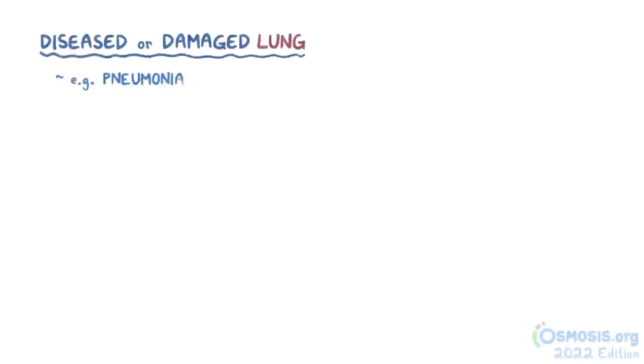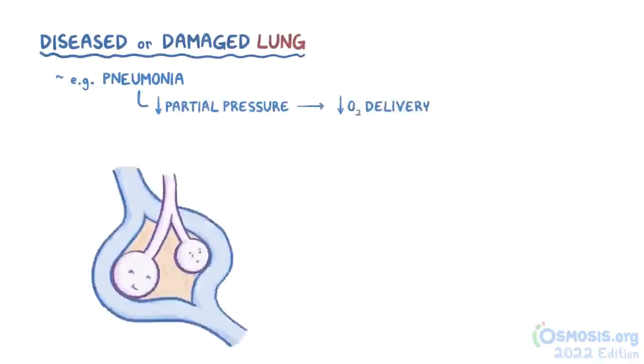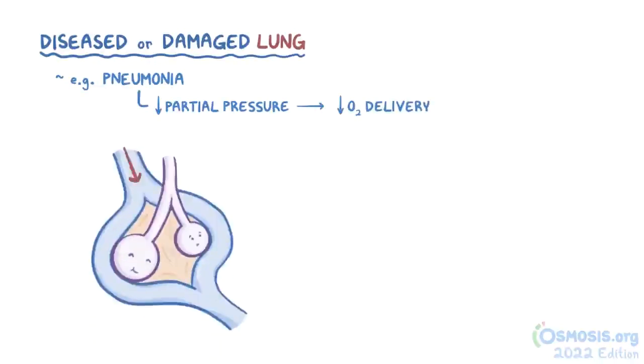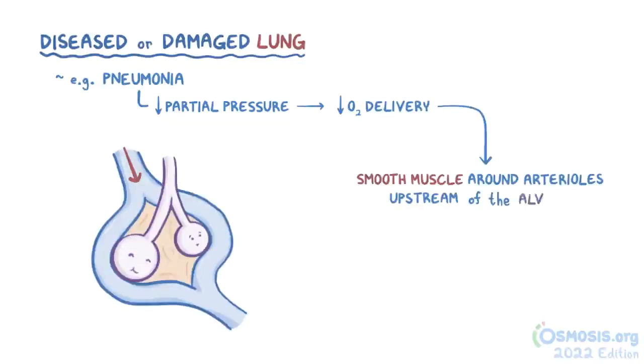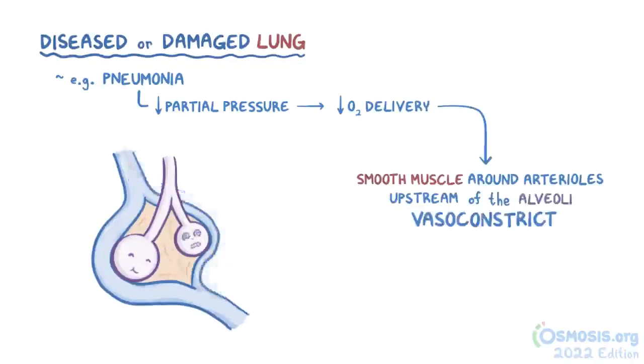But let's say some area in the lung is diseased or damaged, like a pneumonia in the left lower lobe. The partial pressure of oxygen in those alveoli might only be 70 millimeters of mercury, and that would decrease oxygen delivery to the blood flowing to that region of the lung. So what happens is that in response to the low levels of oxygen in the alveoli, the smooth muscle that wraps around the arterioles just upstream of the alveoli starts to vasoconstrict. This shuttles blood away from those damaged areas of the lung, and towards healthy lung tissue where the partial pressure of oxygen is higher and the blood can be oxygenated more efficiently.